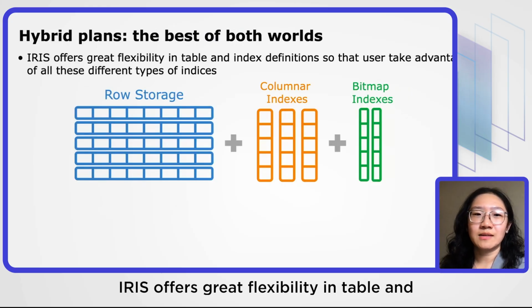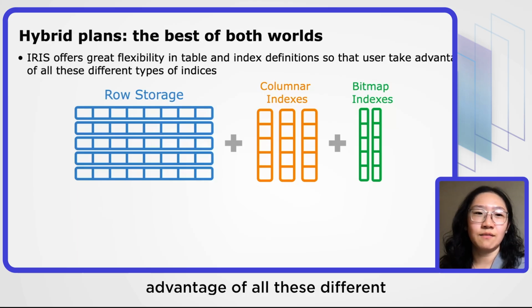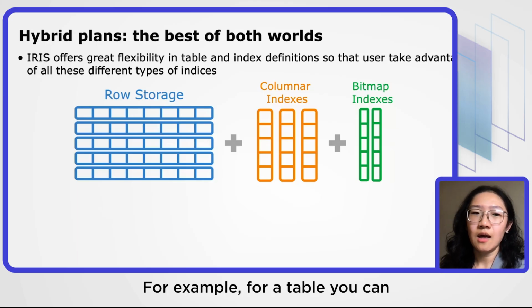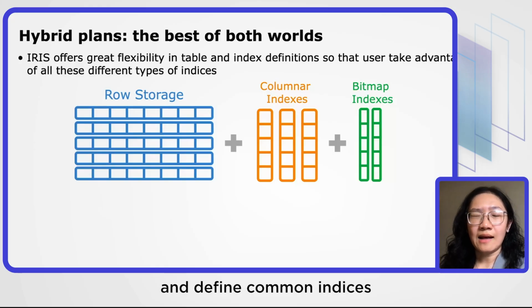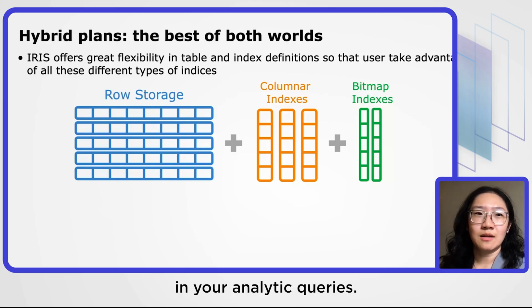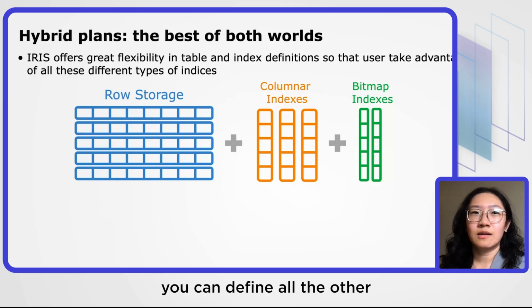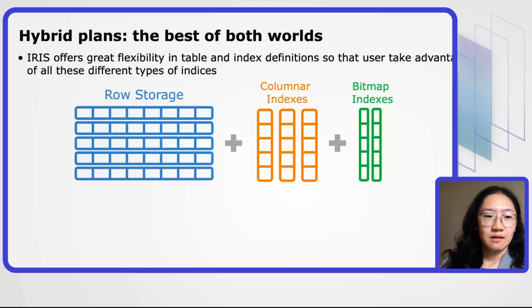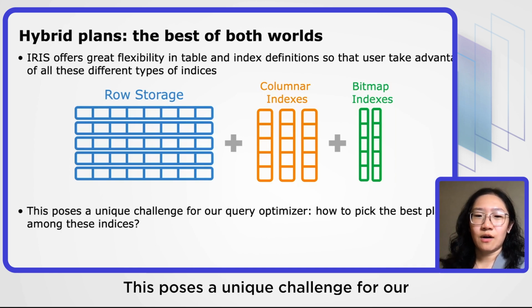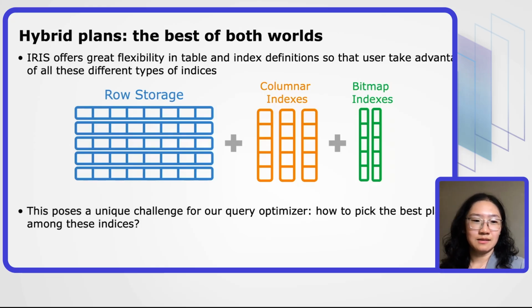Iris offers great flexibility in table and index definitions so that users can take advantage of all of these different types of indices. For example, for a table, you can use the default row storage and define columnar indices on some of the fields that you know are going to be commonly used in your analytic queries. In addition to that, you can define all the other indices that we support for our table, including bitmap indices. This poses a unique challenge for our query optimizer: how to pick the best plan among these indices.